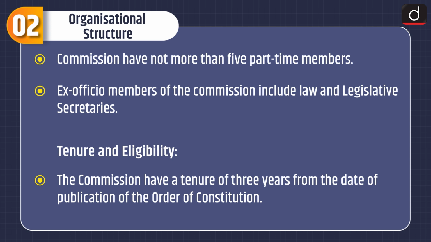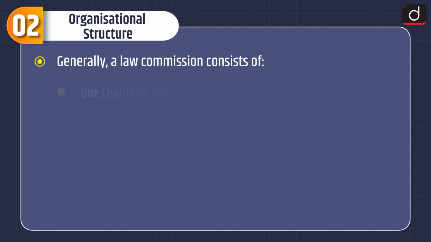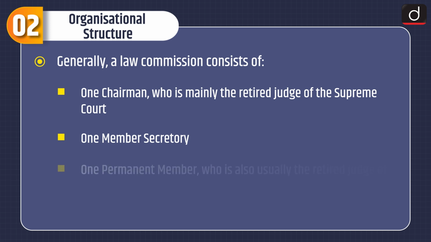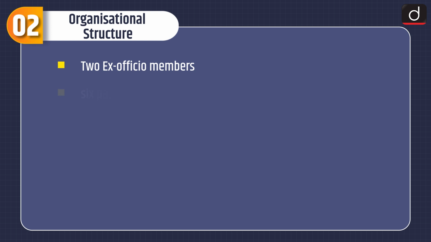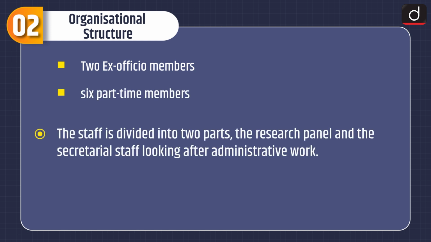Tenure and eligibility. The Commission have a tenure of 3 years from the date of publication of the Order of Constitution. Generally, a Law Commission consists of 1 chairman, who is mainly the retired judge of the Supreme Court, 1 member secretary, 1 permanent member, who is also usually the retired judge of either Supreme Court or High Court, 2 part-time members, 2 ex officio members and 6 part-time members. The staff is divided into 2 parts, the research panel and the secretarial staff looking after administrative work.